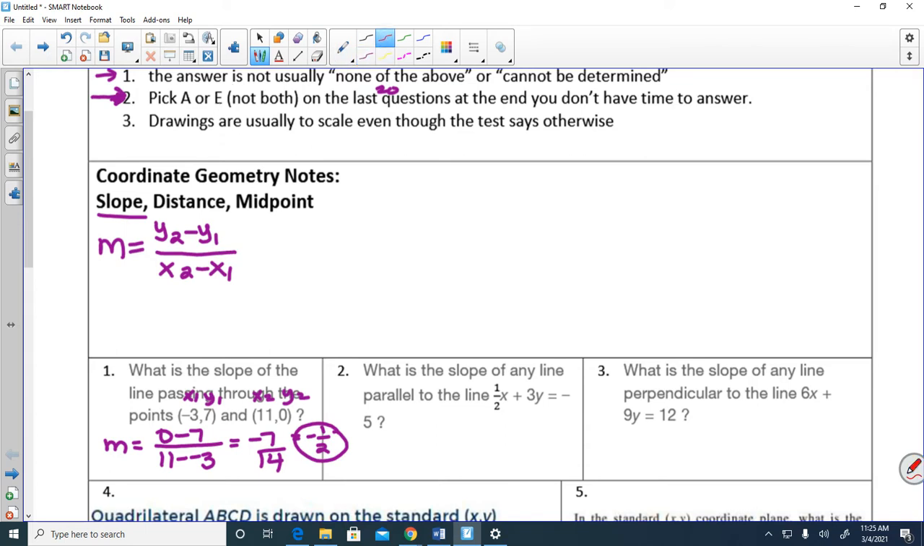Other things you need to know about slope are parallel and perpendicular properties. Lines that are parallel have the same slope.